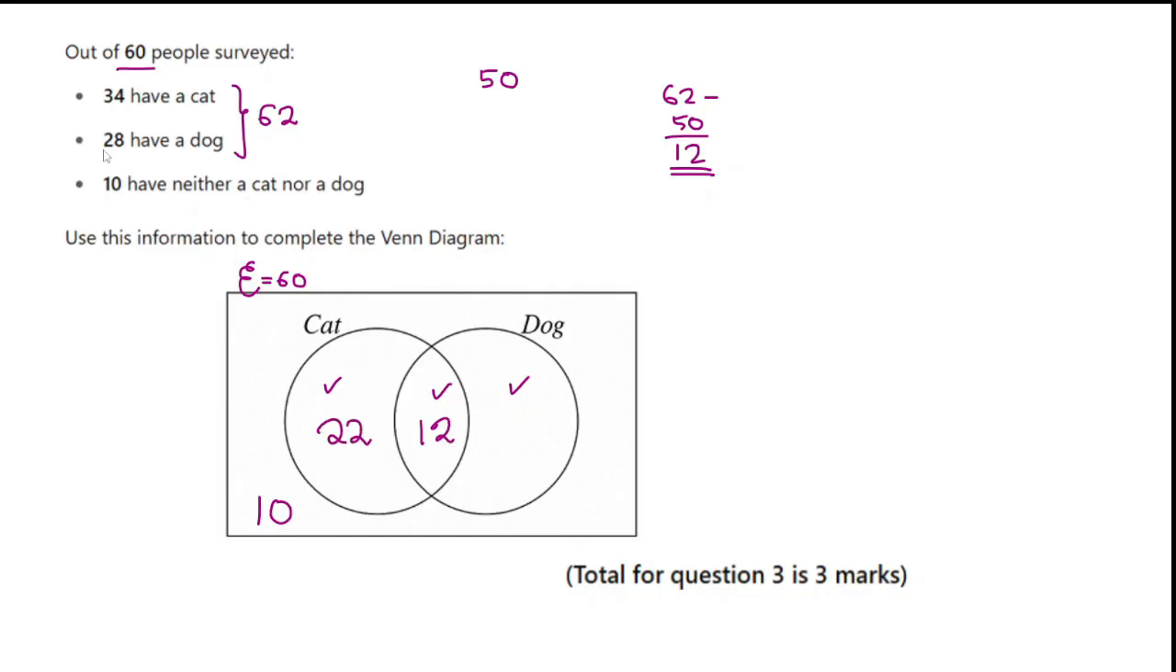Now, 28 have a dog. 28 take away 12 is 16. So that one is here. Now let's see if all numbers work.